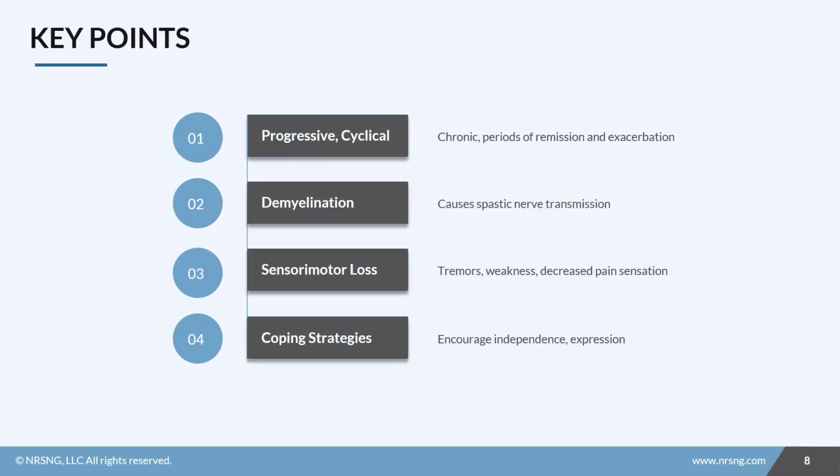So remember that MS is a progressive and cyclical disease with periods of remission and exacerbation. The nerves are demyelinated, which causes that spastic or slow nerve impulse transmission, and it's both motor and sensory. So we're going to see that sensory motor loss, the sensory motor slowness. We'll see tremors, fatigue, weakness, and that decreased pain and temperature sensation. Plus, remember the bowel and bladder dysfunction that can be really discouraging.